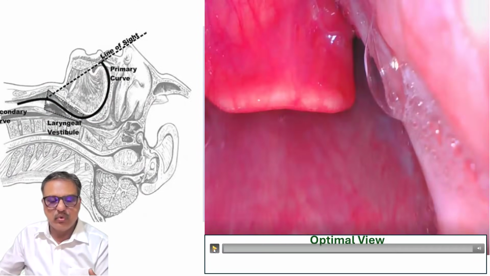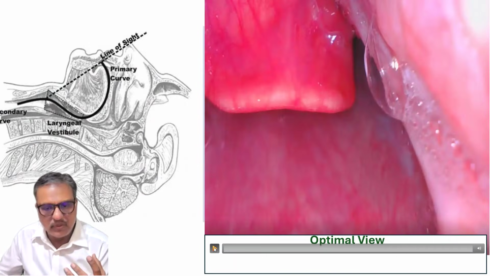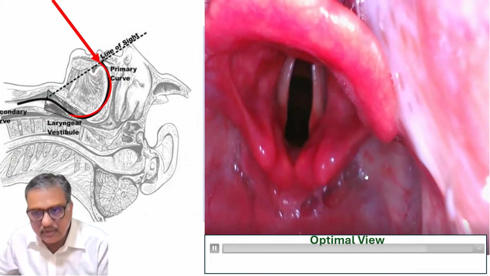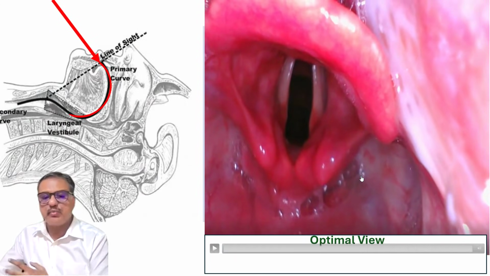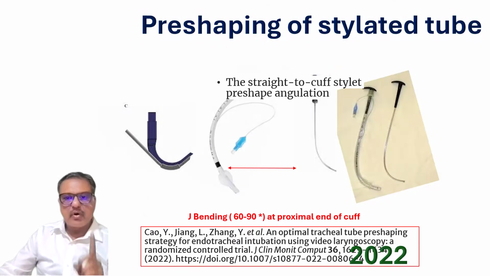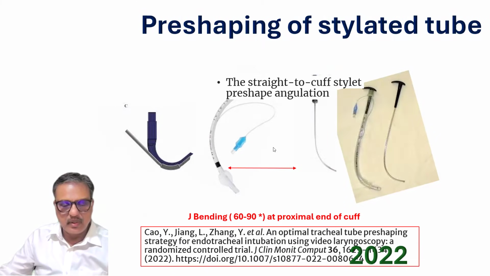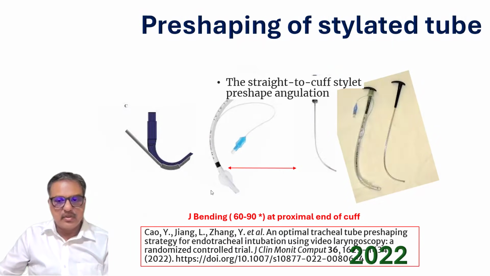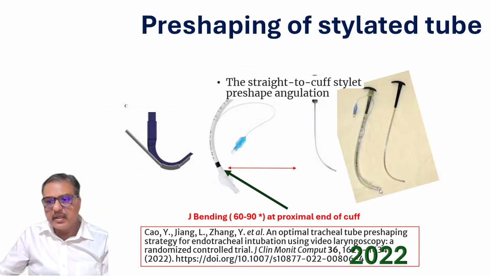So what should be the optimal view for videolaryngoscopy intubation? This is the optimal view. You will get the complete laryngeal view along with the adjacent structures. Here you are getting the space to manipulate the tube inside. And for any D-blade or hyperangulated videolaryngoscopy, preshaping of the endotracheal tube with the stylet is a mandatory requirement. You have to bend the styletted tube from the proximal end of the cuff, and you should bend 60 to 80 degrees to make it J-shaped.